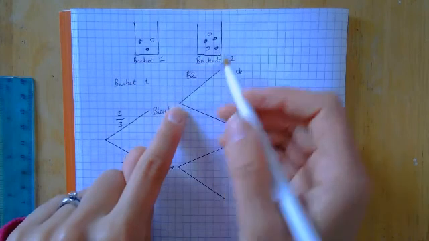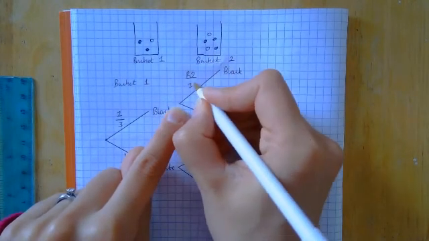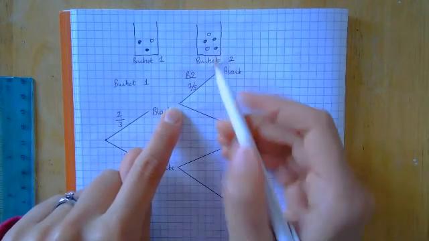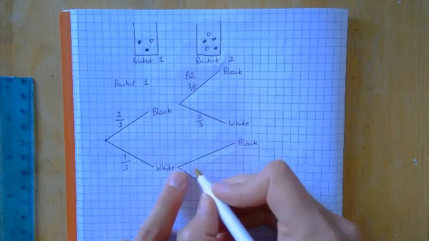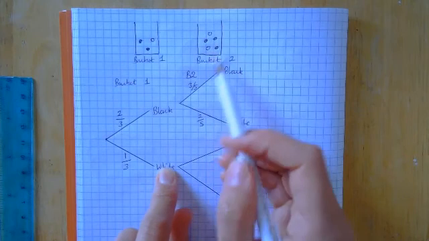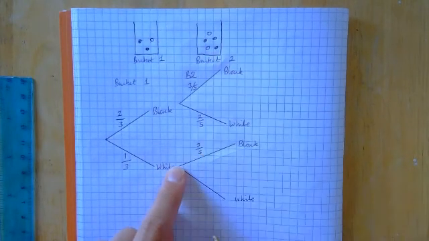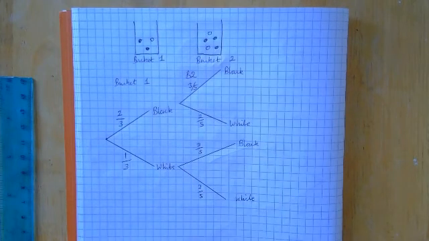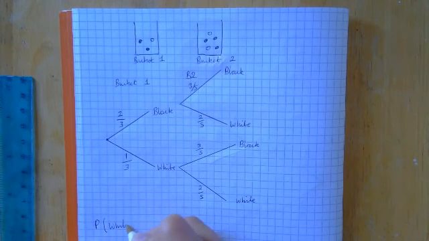Now we're looking at bucket 2. So I've picked a black one out of bucket 1, and now I'm looking at bucket 2. Well, what's the probability of getting a black? Well, there's 3 black balls and there's 5 in total. Or how about a white? Well, there's 2 white balls and 5 in total. Or here, same thing, isn't it? Here, if I picked a white one out of the first bucket, it doesn't affect what happens with the second bucket. So there's 3 black balls out of 5, and there's 2 white balls out of 5 in bucket 2.